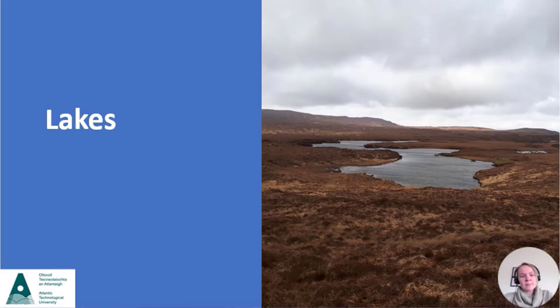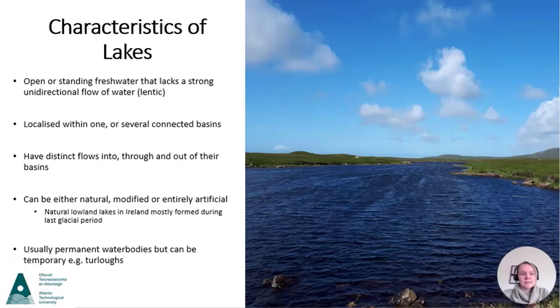So the next freshwater habitat we're going to look at is lakes. So characteristics of lakes. So these are areas of open or standing fresh water that lack a strong unidirectional flow of water. So they differ from a wide stretch of river because the water circulates within a basin as opposed to moving in a strong unidirectional flow.